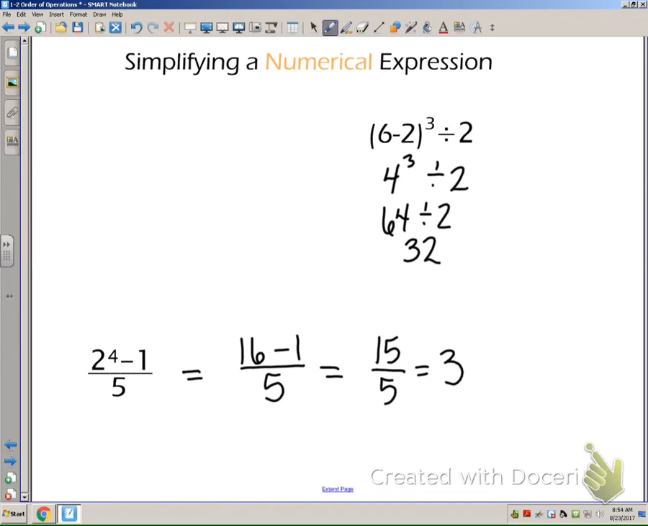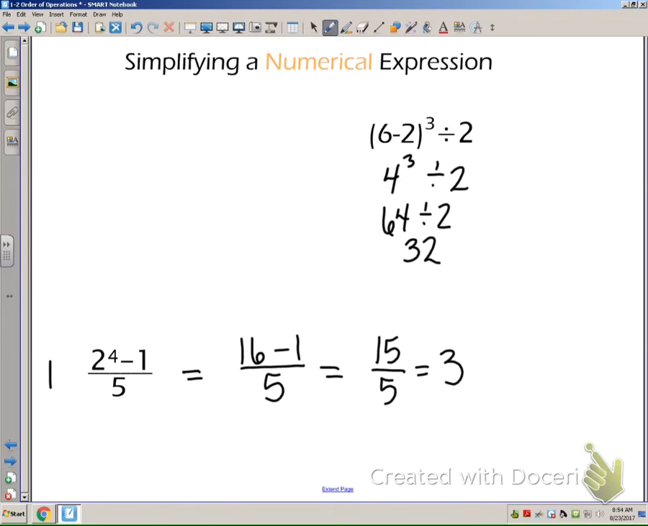Please excuse my dear Aunt Sally. Next comes exponents. So I have to take care of this third power here. So 4 to the third power is 64. 4 times 4 times 4 is 64. Then I did the 64 divided by 2, and I got 32.